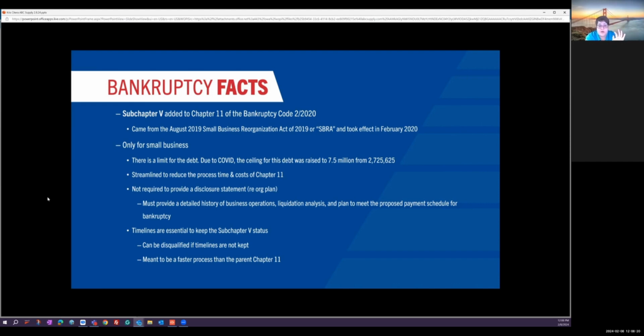Although they are required to provide a detailed history of business operations, they have to do a liquidation analysis and a plan to meet the proposed payment schedules for bankruptcy. As I said, timelines are extremely essential to keep in Subchapter 5. If they miss these timelines, they can be disqualified and booted out. And as I've said several times now, it's meant to be faster than its parent, Chapter 11.